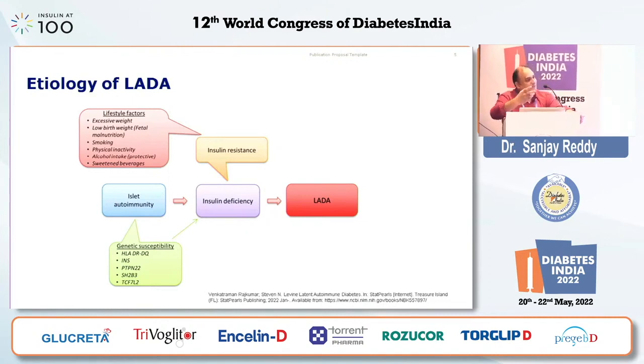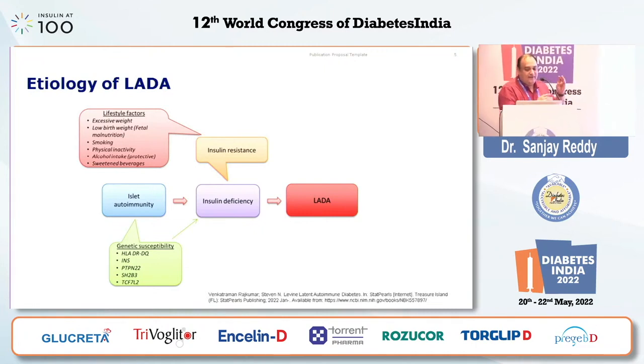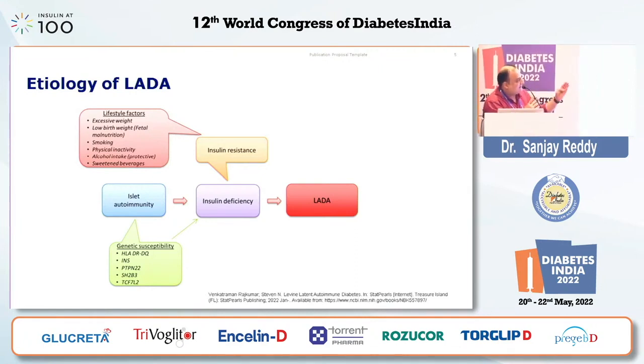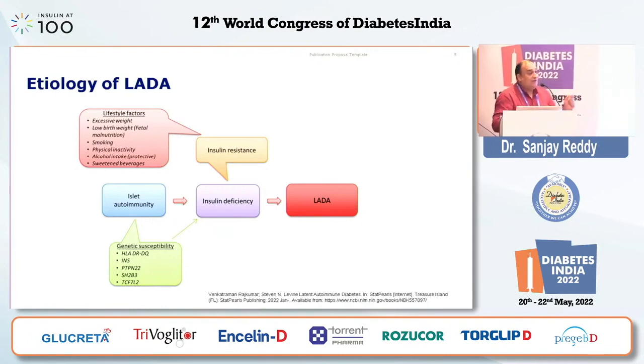this is something similar to, it's sometimes called 1.5 diabetes, because you don't know whether it's 1 or 2, and in between. So if there is islet cell autoimmunity, then insulin deficiency, they may be insulin resistant or may not be, but some of the drugs used for diabetes, which I'll tell you later, work for LADA.